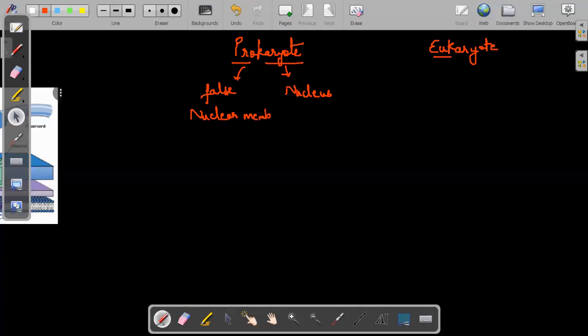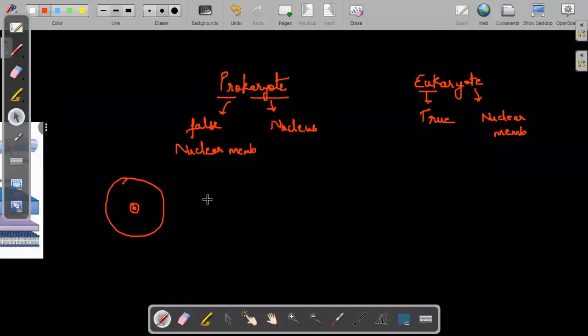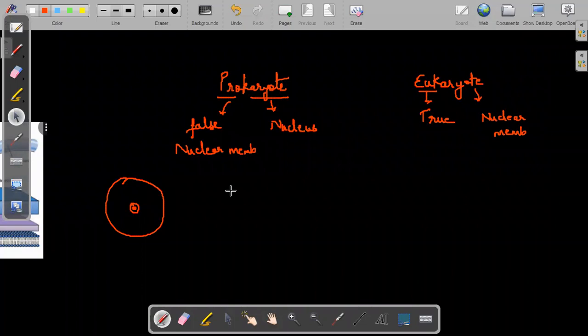But when it comes to eukaryotes, the meaning of eu is true. They have a true nuclear membrane. Coming to a cell, I hope you all know a typical cell. What you have is a nucleus at the center, and you have a nuclear membrane. This is your cell membrane outside. Prokaryotes do not have well-defined nuclear membranes as such. An example of a prokaryote is a bacteria, all these bacterial cells basically.